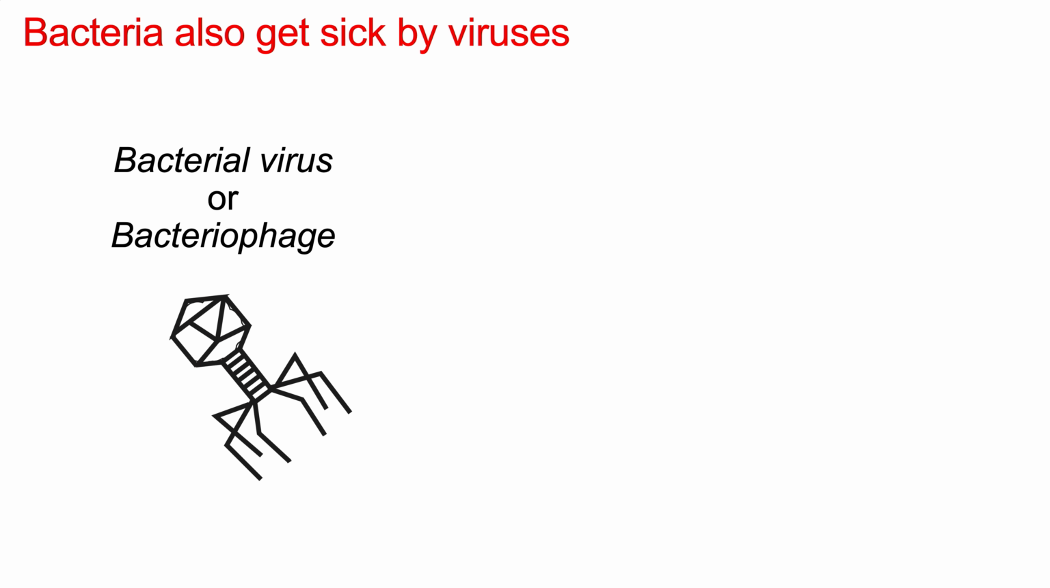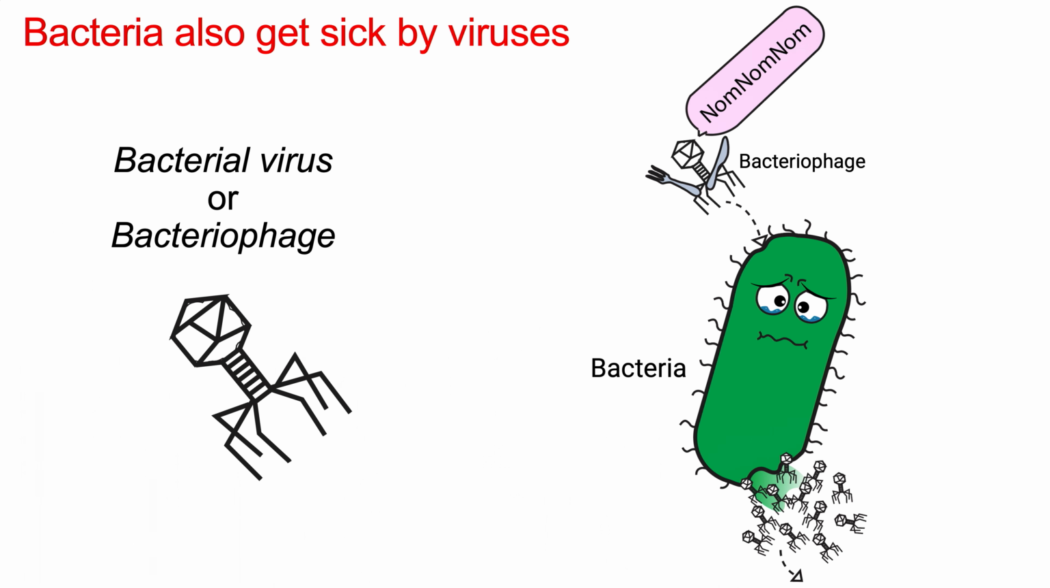These are called bacteriophage, and it literally translates to bacteria eat. So these bacteriophages, they latch onto bacteria, hijack its resources, make multiple copies, and then kill off the bacteria and look for its next prey.